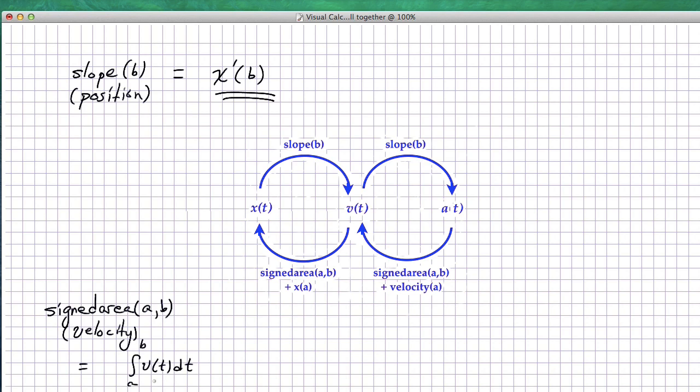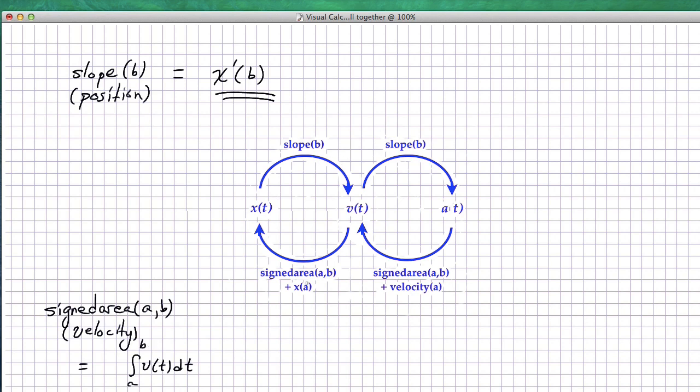Again, no new concept, and no need to be intimidated by what is obviously an unfamiliar symbol for those that are just starting off into calculus. But it means the very same thing. The signed area of the velocity versus time curve from t equals a to t equals b.